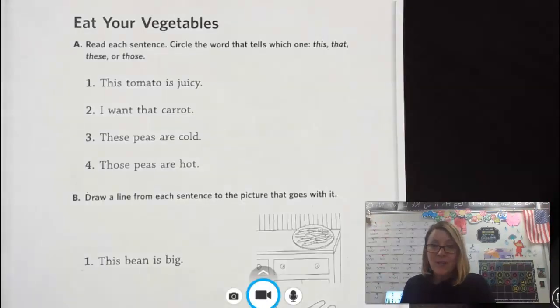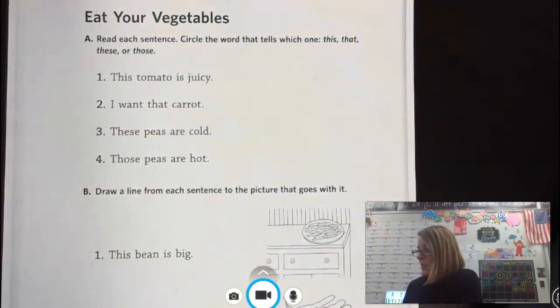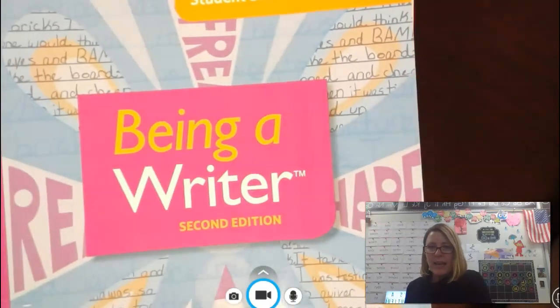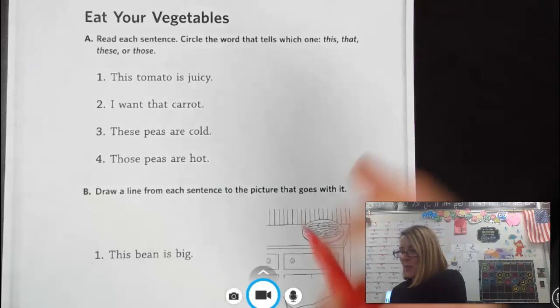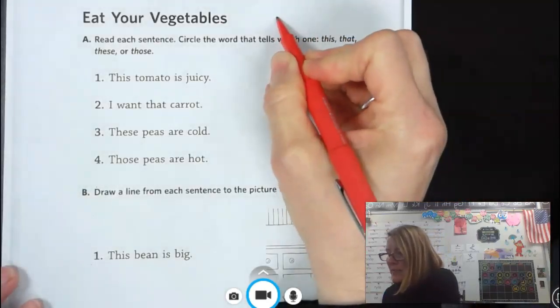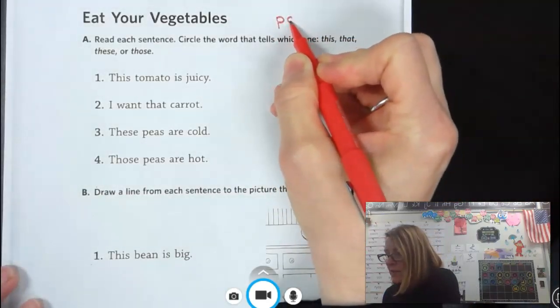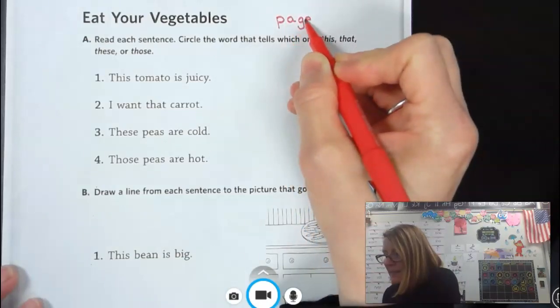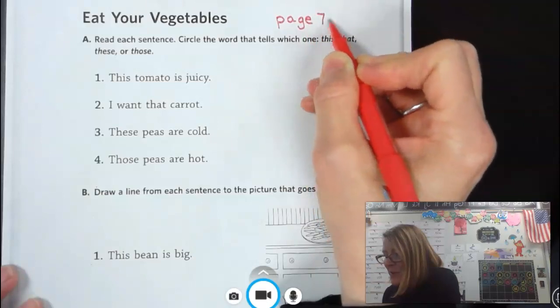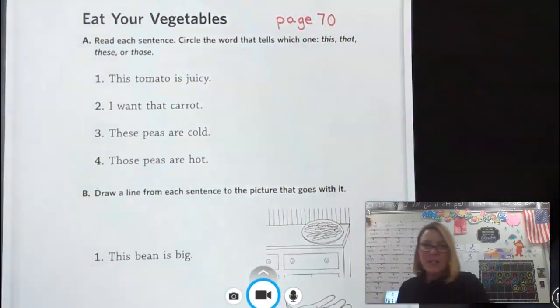All right, so what I need you to do now is get your skill book, your Being a Writer book, and I need you to turn to page 70. I'm going to write it up here for you. Page 70. I should have been doing this all along in these videos. That would have been helpful. A student suggested that because the page numbers are at the bottom, you can't see them. All right, so we're on page 70.